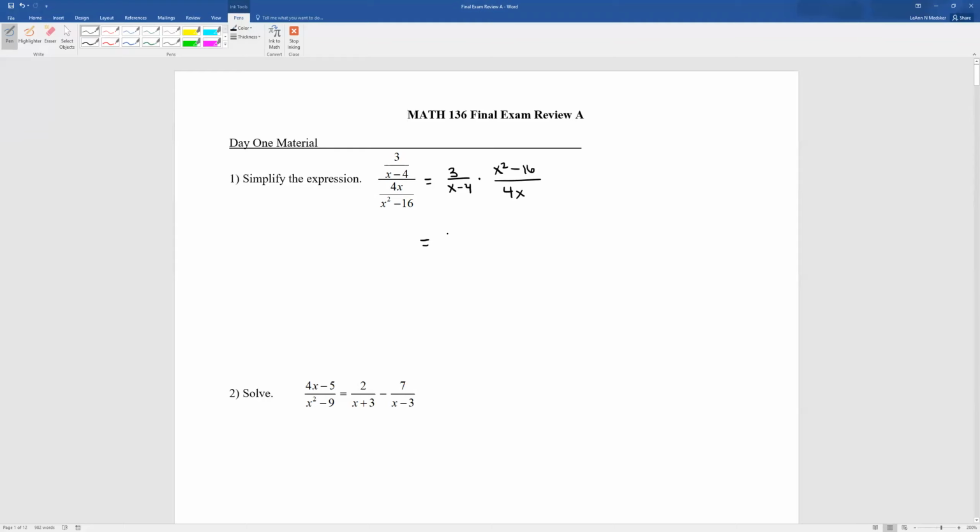So I would factor that difference of 2 perfect squares in the numerator of the second fraction. So I have 3 over x minus 4 times, on the numerator, x minus 4 times x plus 4 would be the factoring of that, all over 4x. Now, because there is multiplication here, we can cross reduce since everything is multiplying. And then that would give us just 3 times x plus 4 over 4x. Now that's one way to write the answer. You could obviously distribute that and make the numerator 3x plus 12, but there's no common factor that we can pull out of both top and bottom to reduce any further.